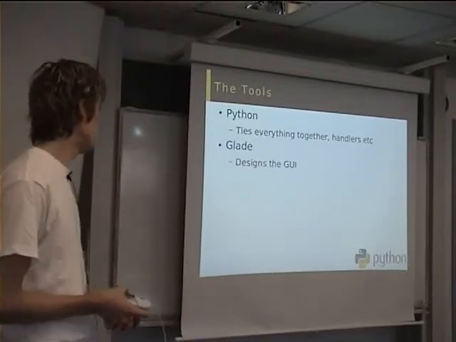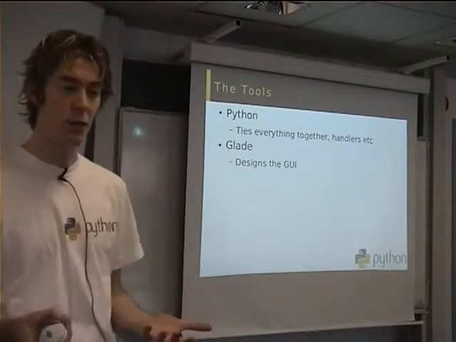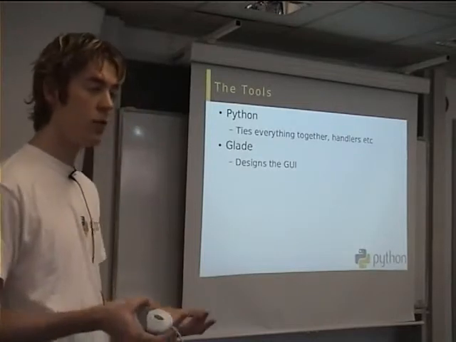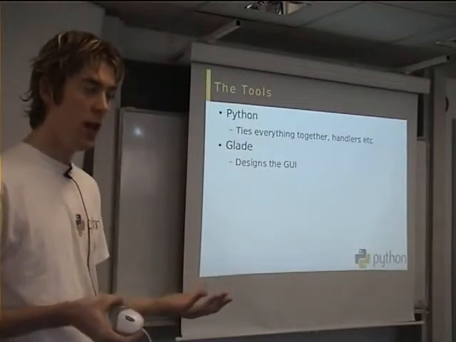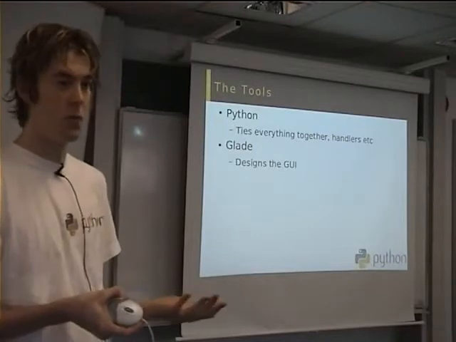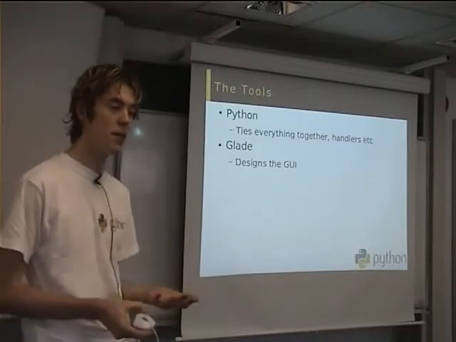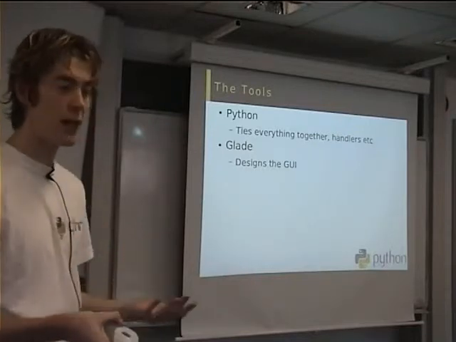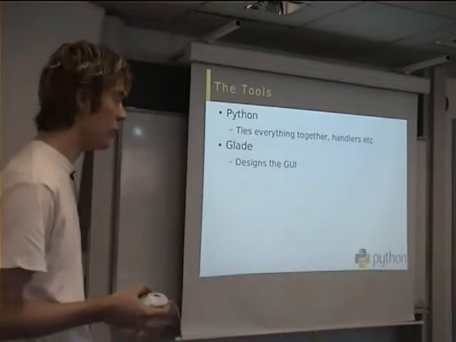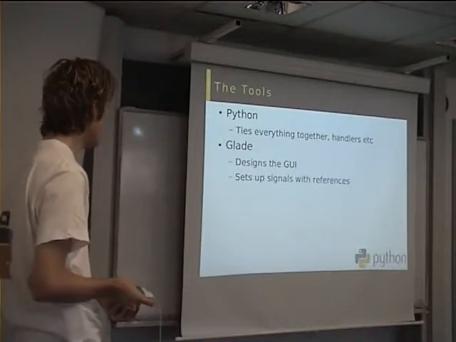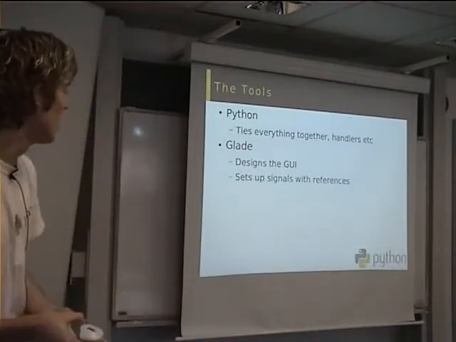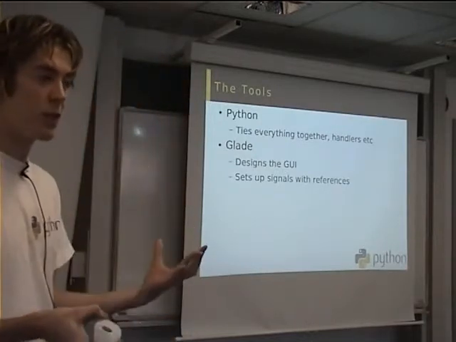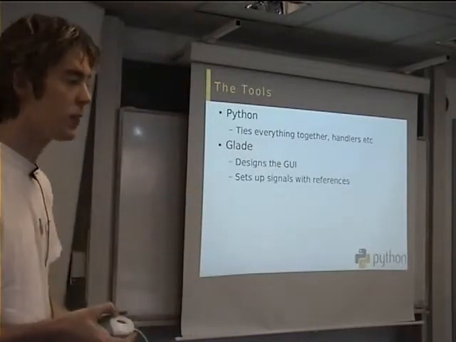Glade allows us to design the graphical user interface. You can do it all by hand. You can hand code all of the widgets, as we call them, and connect them all up with signals by yourself. And in some cases that's easier to do. But when you're building a large application, having something like Glade to help design the GUI is a really good resource. And as we'll see later on, it sets up signals with what we call references. And these references are then used later on to turn them into the handlers.